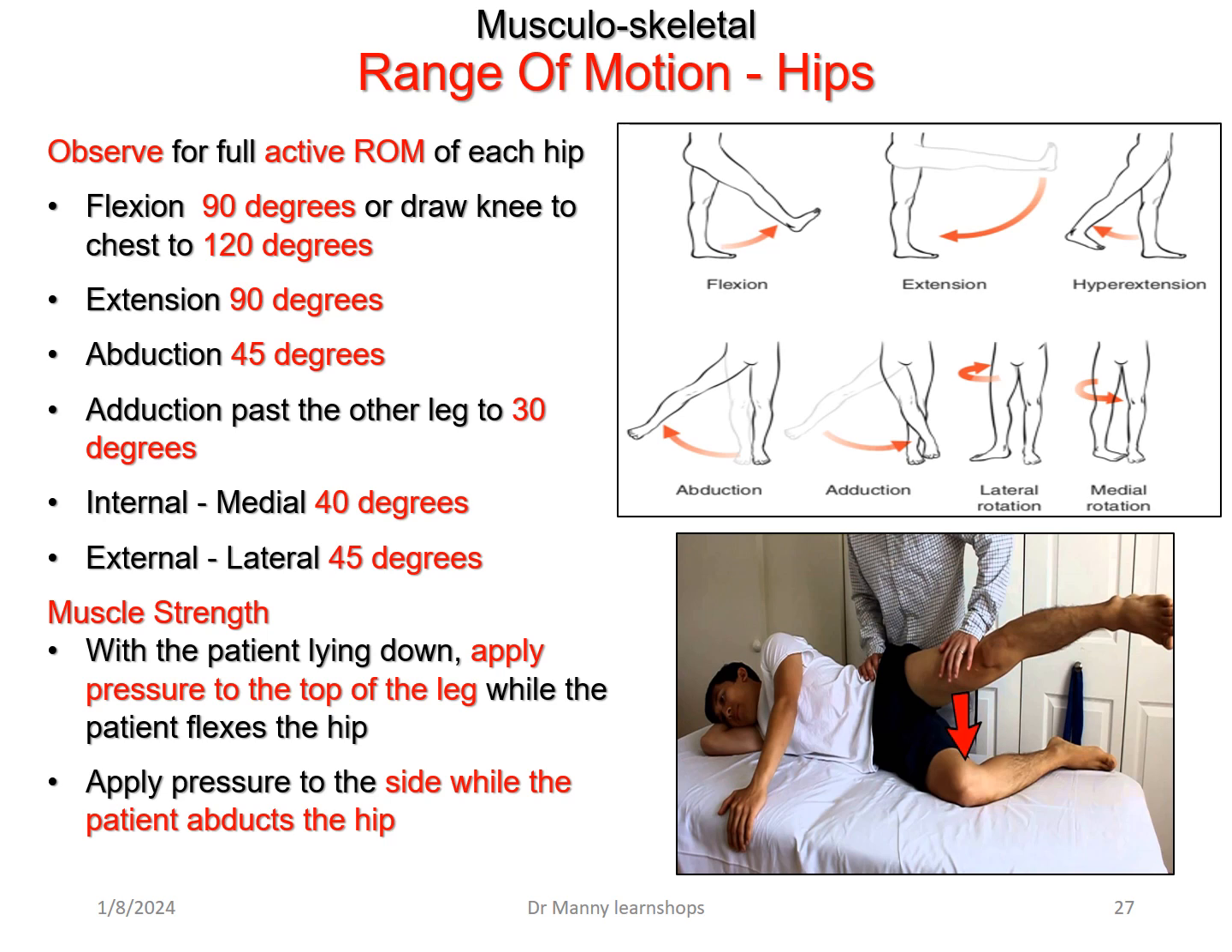For muscle strength, you apply pressure to the top of the leg while the patient flexes the hip. You also apply pressure to the side while the patient abducts the hip, as indicated in the diagrams.